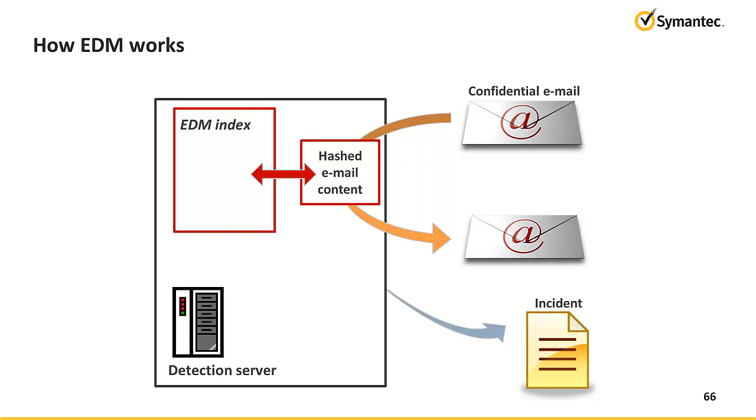The detection server uses the indexing algorithm to hash input content, for instance an email, and then analyzes the hashed content against the index to find matches. If an employee sends an email containing specified data combinations, Symantec detects the confidential data and creates an incident.